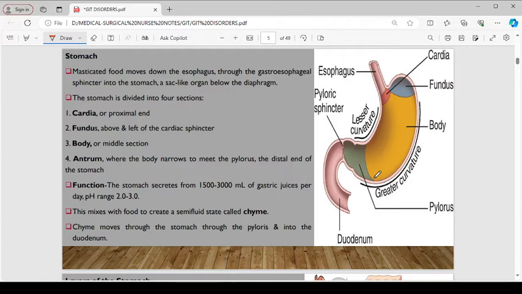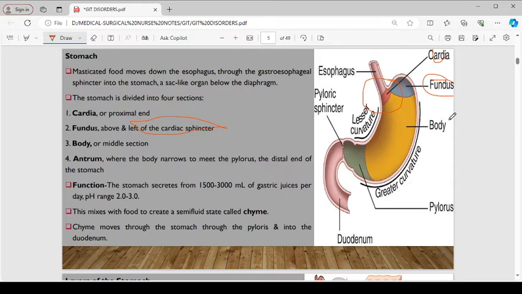The stomach is our next organ, and here the masticated food moves down the esophagus through the gastroesophageal sphincter into the stomach. And this stomach is divided into 4 sections. First of all, we have the proximal end, which is referred to as the cardia, followed by the fundus, which is superior here, and it's normally found left of the cardiac sphincter.